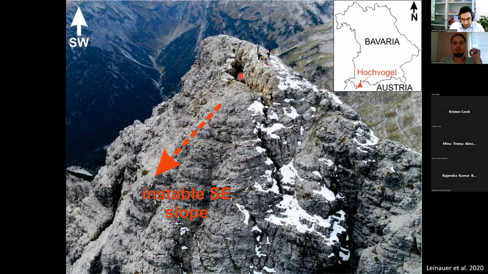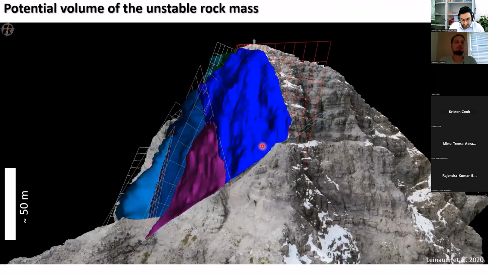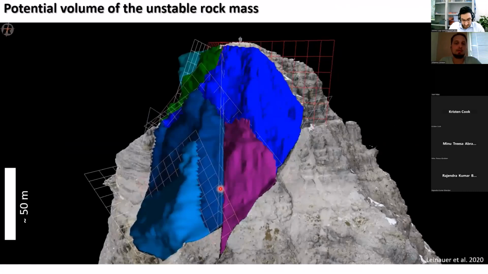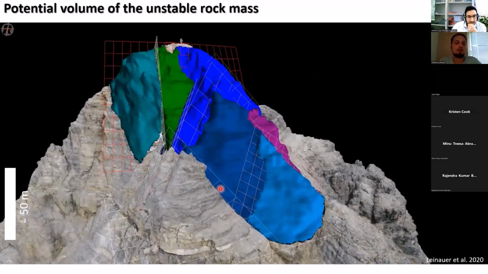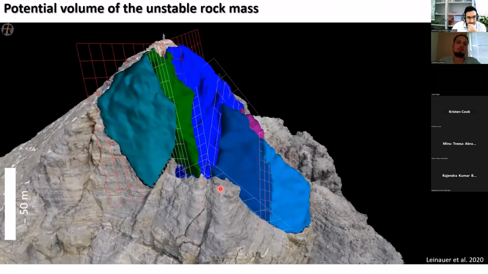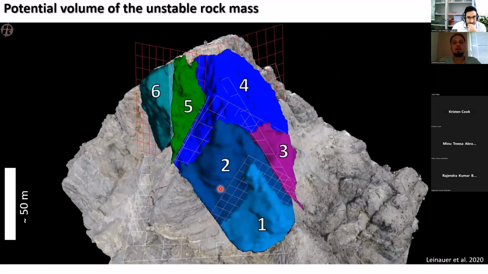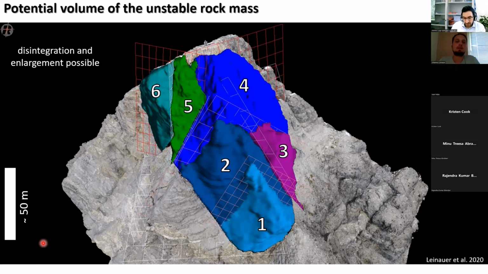In the beginning, we started working here. Of course, first we wanted to know, okay, how big is this thing? I'm not sure how good the animation will be, but we had this 3D model and we tried to check which of these blocks could fail. Then we identified all the unstable blocks. It's always possible that this mass is further disintegrating. And right now, we think that blocks number 5 and number 6 fail first.